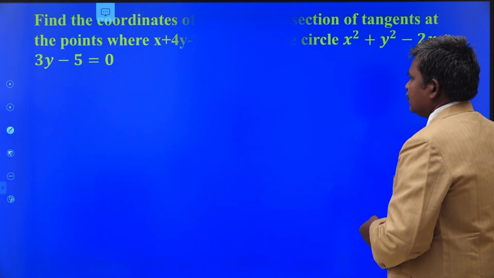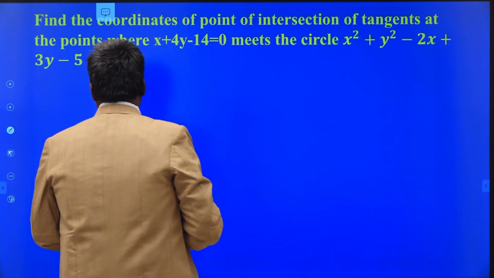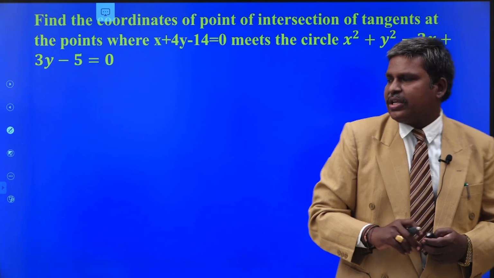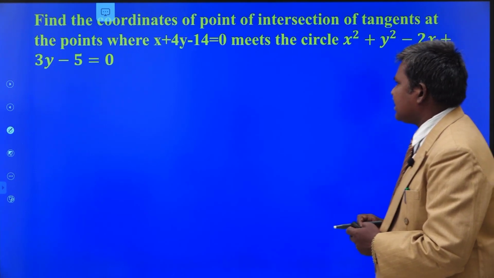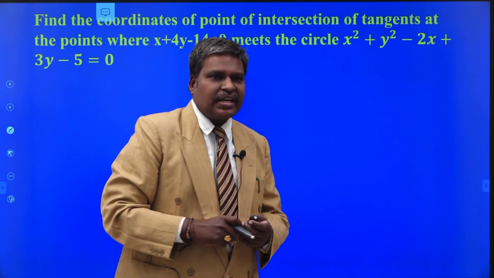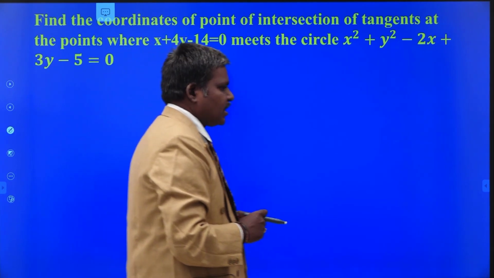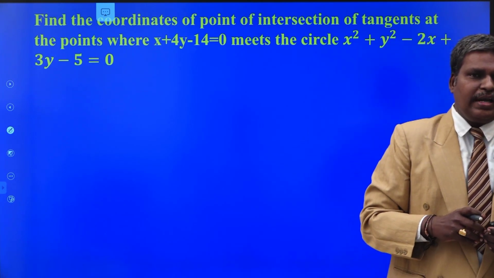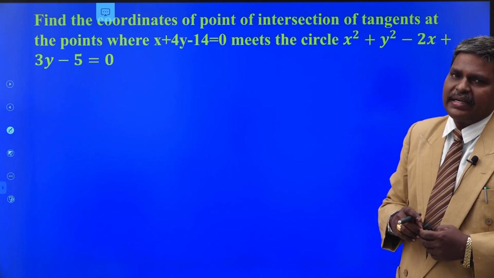See the next question. Find the coordinates of the point of intersection of tangents at the points where x + 4y - 14 = 0 meets the circle x² + y² - 2x + 3y - 5 = 0. So some circle is there, some line is also given to you. That line intersects your circle at 2 points. You have to draw the tangents at those 2 points. They intersect at some point.